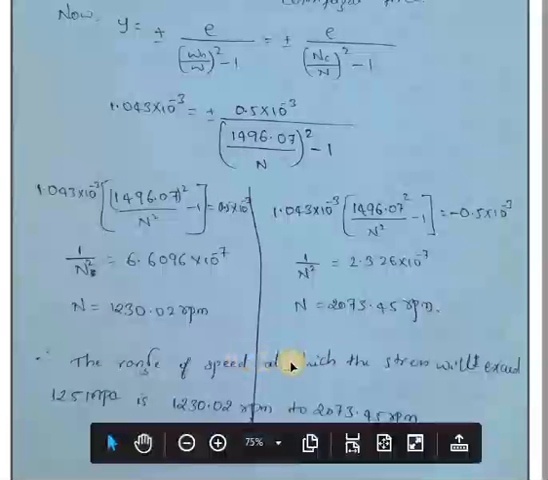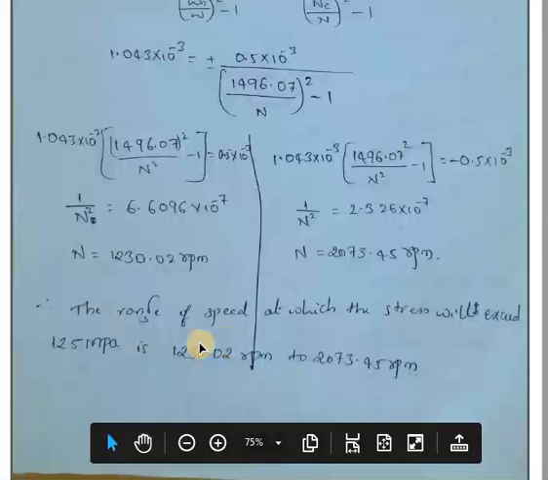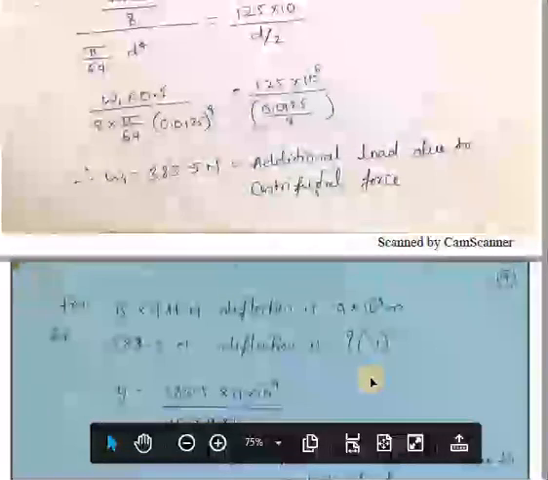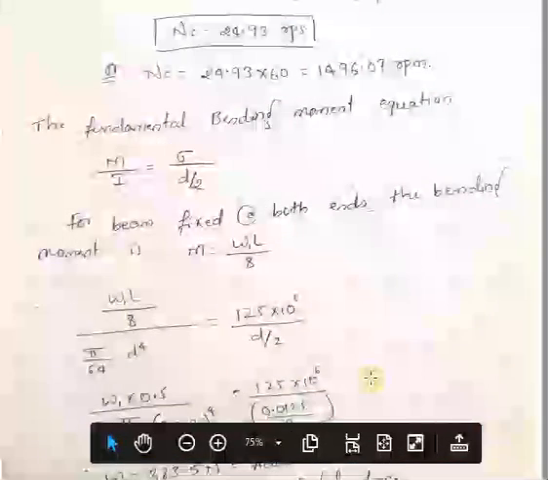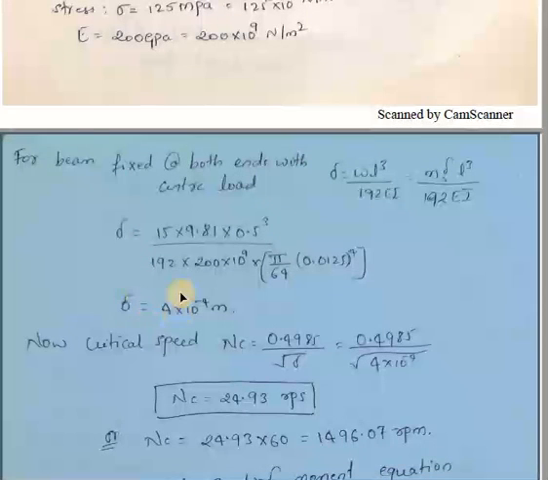So the range of speed at which the stress will exceed 125 megapascal is 1230.02 rpm to 2073.45 rpm. While calculating these things, the only thing you need to take care of is that this is for the dead load.